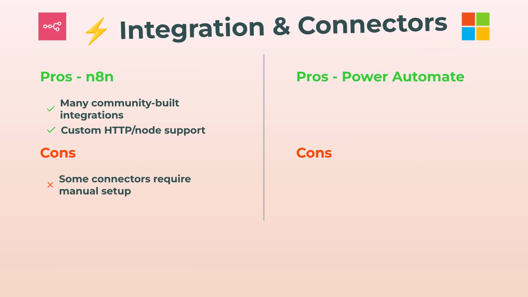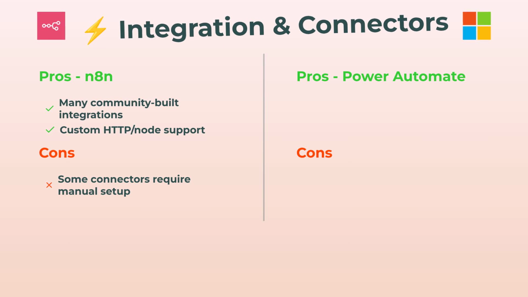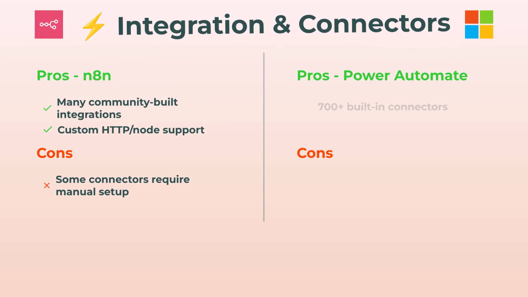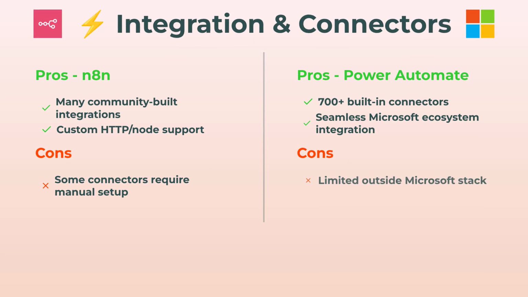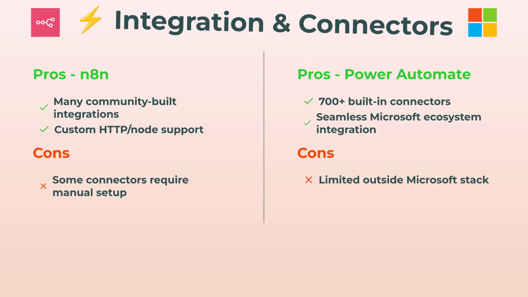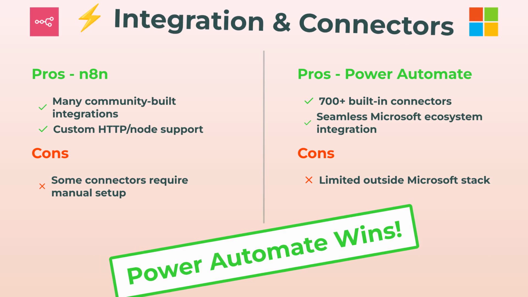This is actually where Power Automate flexes a bit. We're talking like 700 connectors built in, and everything just works if you're deep in the Microsoft ecosystem. n8n comes in strong with tons of community integrations, and you can build custom nodes if you're up for it. But sometimes getting a connector running isn't as plug and play as you'd hope. So for convenience, Microsoft just edges it here.